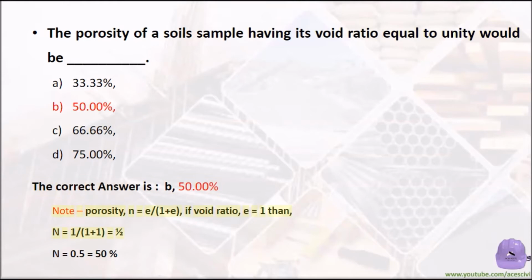Note: porosity, n equals e/(1 plus e). If void ratio e equals 1, then n equals 1/(1 plus 1), equals 1/2. n equals 0.5, equals 50%.